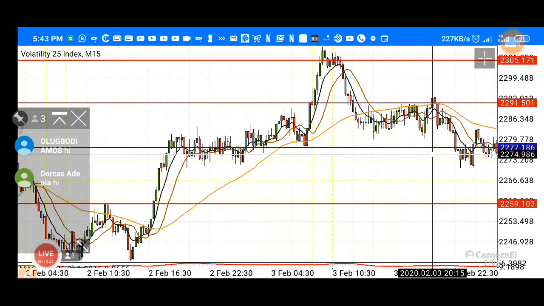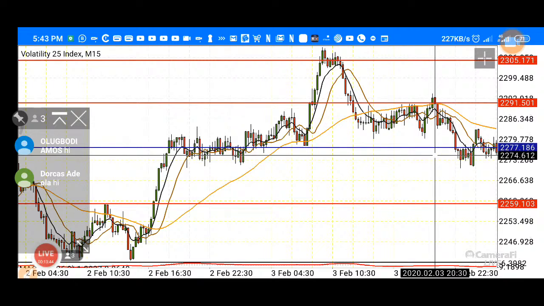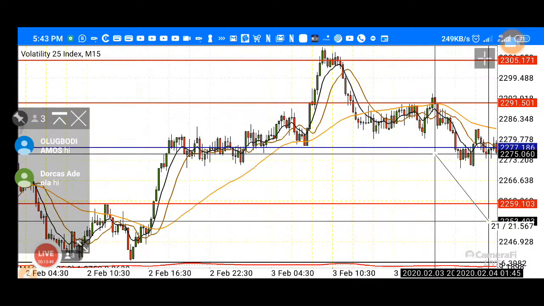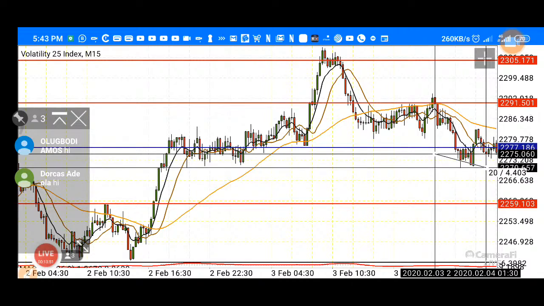If you've entered for a sell here, remember this is the 15 minutes time frame, and that would have given you 4 pips, 4.4 pips. If you are scalping, you target between the range of 1 pip to 10 pips maximum. Have that in mind if you say you are a scalper. So this is a successful scalping.